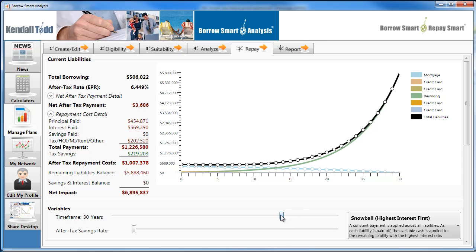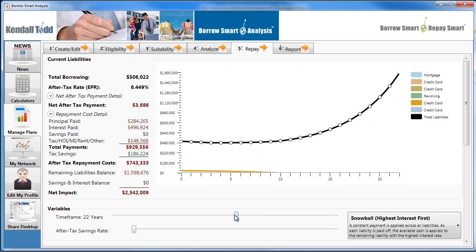So to make that easier to see, I'm going to take this back to 22 years. And now what you can see is the total liabilities. Instead of going this way, you see the mortgage? This is the blue line. It's being paid off. All the other liabilities are being paid off, just like we had predicted that they would, but this one liability here is going parabolic. It's going exponential because of the compounding interest. Now, if you go to a 22-year time frame, you can see this is a smaller number. It's 2.3 million over that time period.